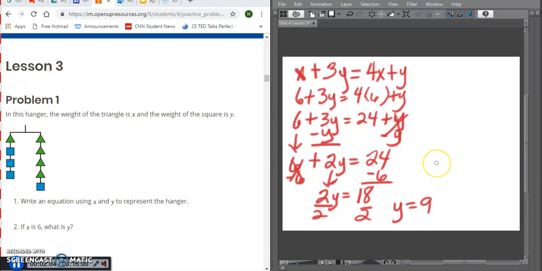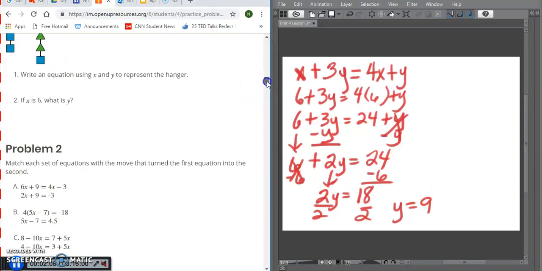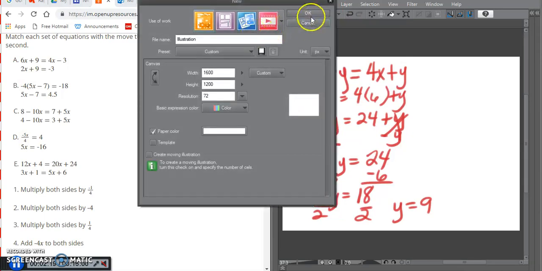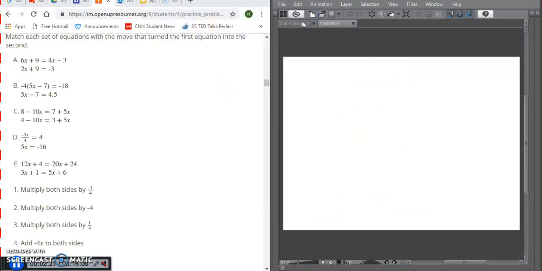So that's number 1. And then number 2 wants you to match up A, B, C, D, and E to 1, 2, 3, 4, and 5. And so I'm probably going to be going through these faster than I need to. But like I said, if you need additional help on these, just please see me and ask me for some additional help.